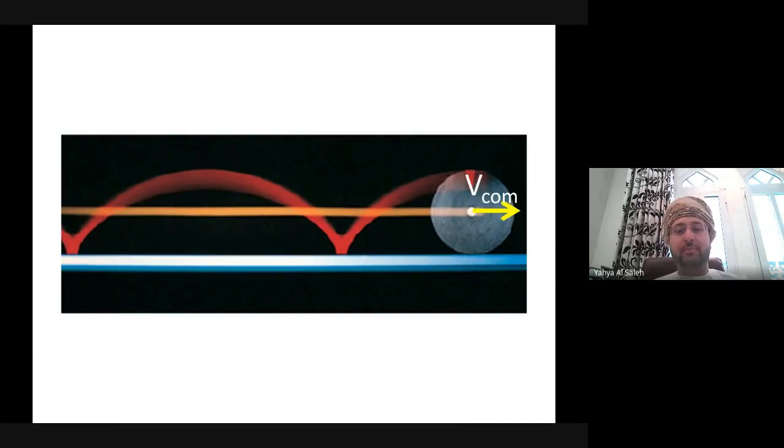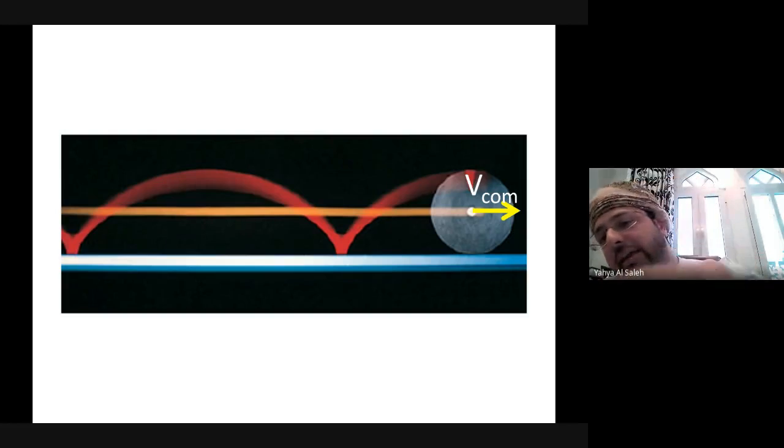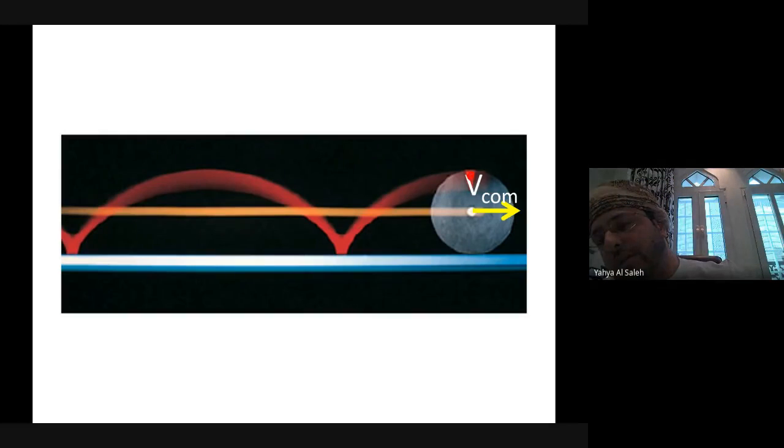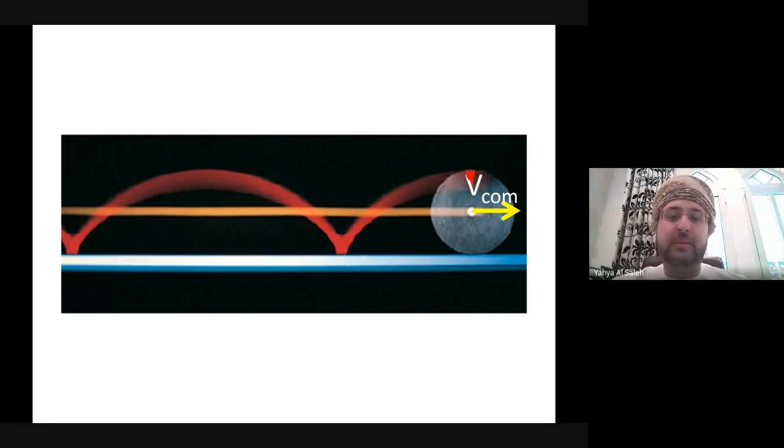Now, if I look at something that is rolling like this, my velocity of the center of mass and my center of mass, by definition, go in a straight line, the orange line. But if I put a red dot here somewhere, red paint, and trace it while it's moving, I will end up with these arches, okay?